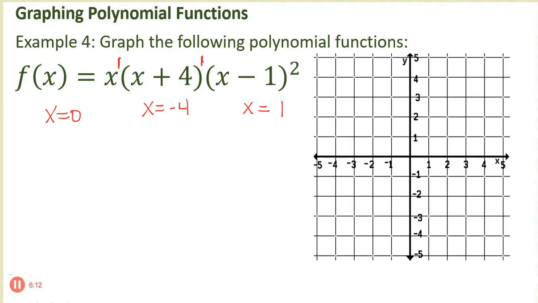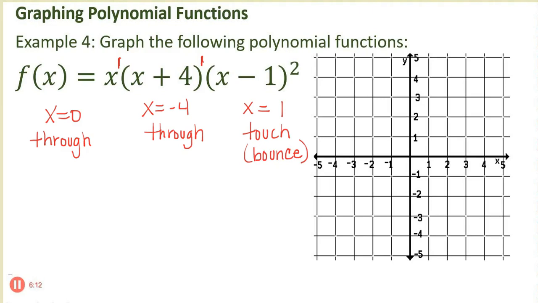Because both of these factors have an odd degree, it is going to cross through the graph. It's going to go through at both of these points. But at x equals positive 1, because it is squared, it is not going to go through it. It's going to touch, but I also like to say it's going to bounce. If you think of the x-axis as a floor and the graph as a ball.